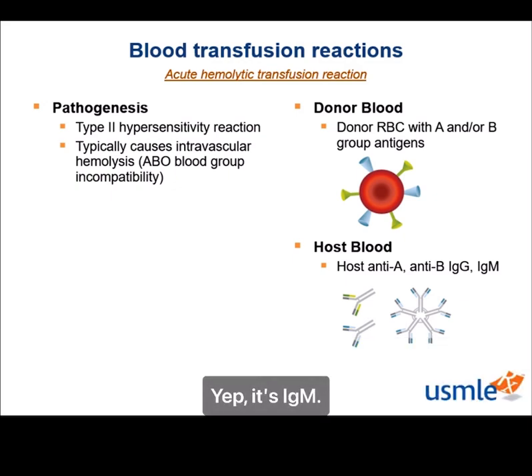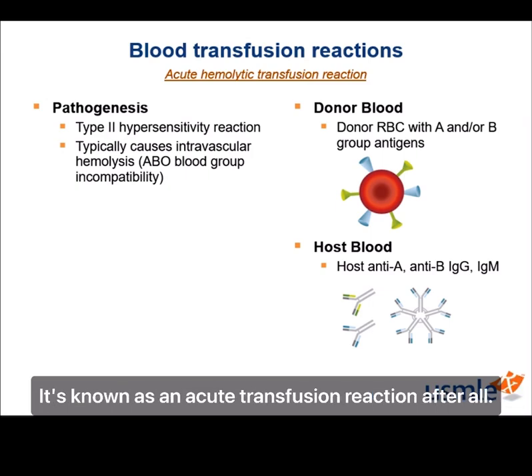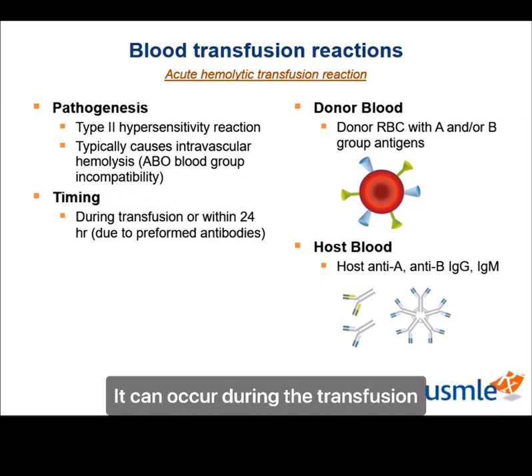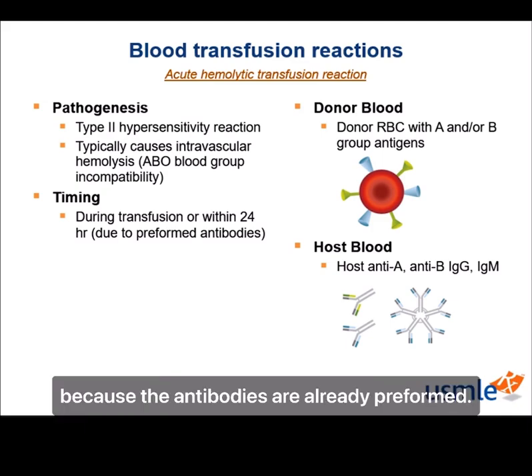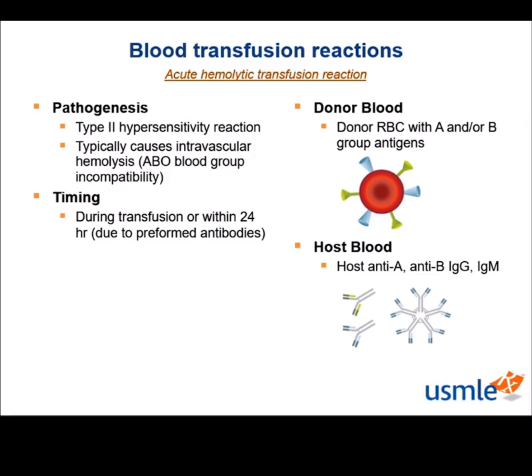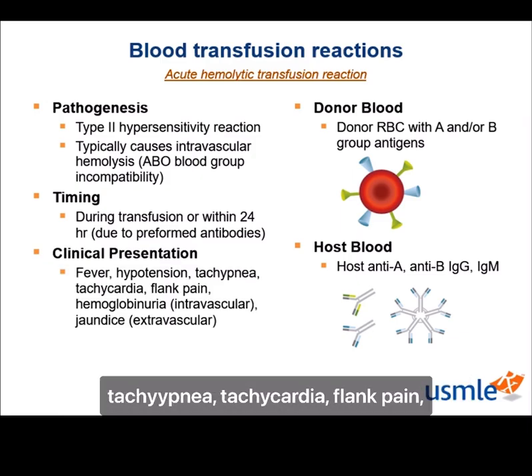Yep, it's IgM. So you can imagine this reaction is going to happen fast. It's known as an acute transfusion reaction after all. It can occur during the transfusion or within 24 hours after, because the antibodies are already preformed. Patients can present with fever, hypotension, tachypnea, tachycardia, flank pain, hemoglobinuria, and jaundice.